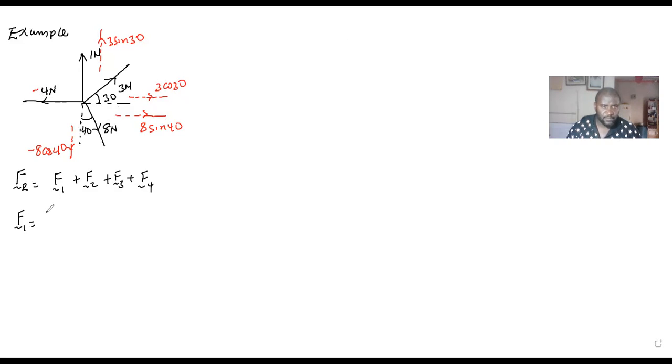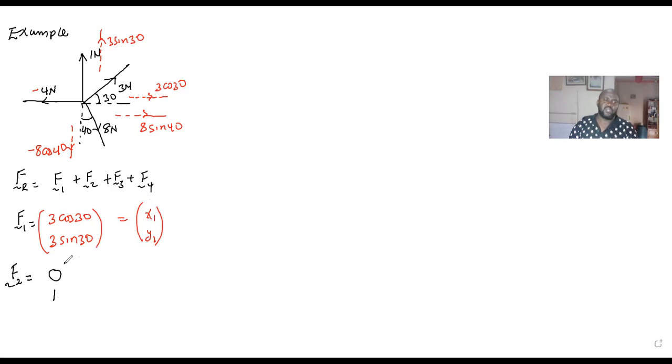Therefore, F1 can be 3 cos of 30. Vertical component is 3 sine of 30. Ideally, it means x1 and y1, the value in the x-axis and the value in the y-axis. When I come to the second force, F2, it has a component in the vertical, but no component in the horizontal. So F2 is 0, 1.